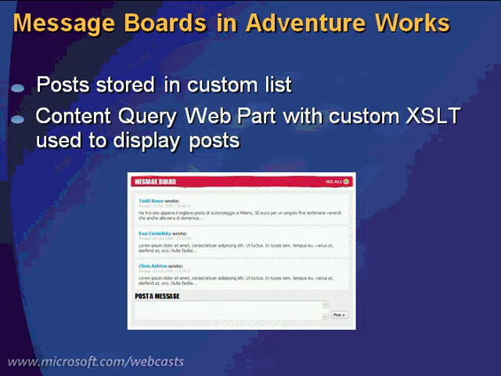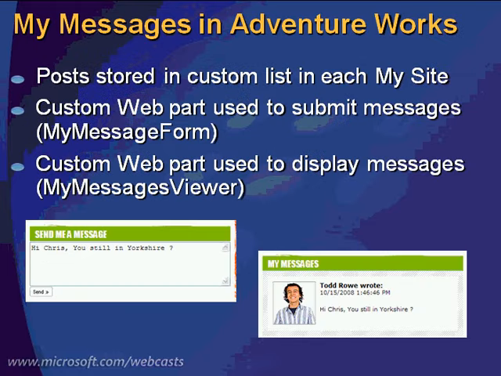The message board functionality inside of AdventureWorks, as I mentioned, uses a custom list, and we've got a content query web part doing the surfacing of that information, with custom XSLT transformations used to display those posts in the format that we want, using the styles that we want. And you can see a screenshot of that here. We'll see that in action in just a moment.